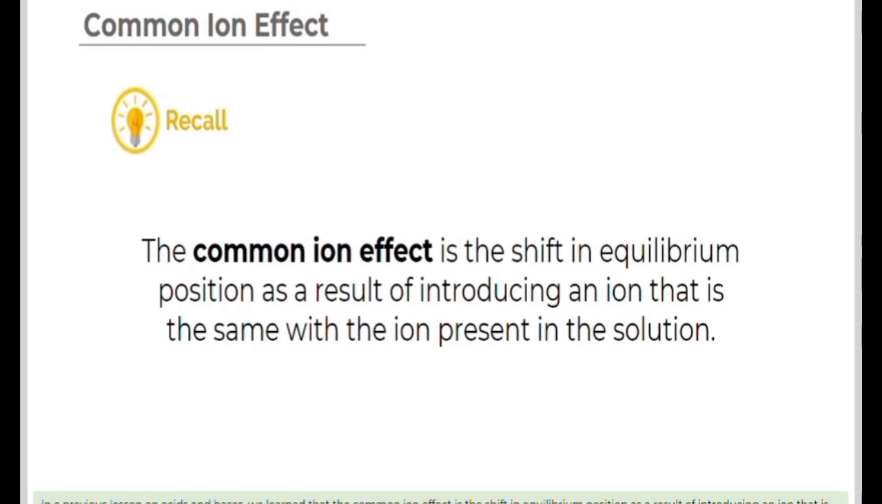In a previous lesson on acids and bases, we learned that the common ion effect is a shift in equilibrium position as a result of introducing an ion that is the same as the ion present in the solution. The presence of a common ion affects the solubility behavior of ionic compounds.